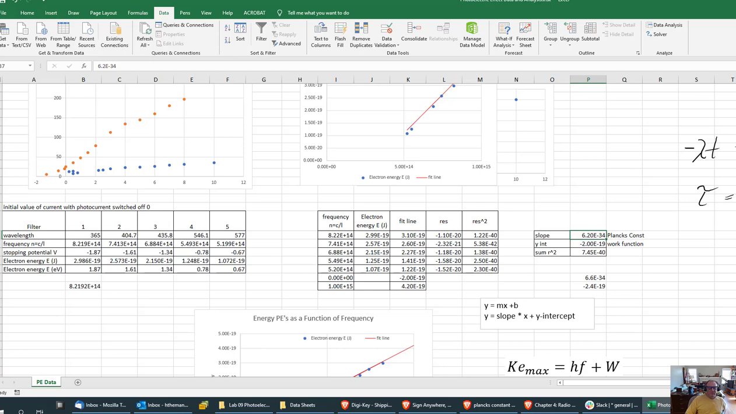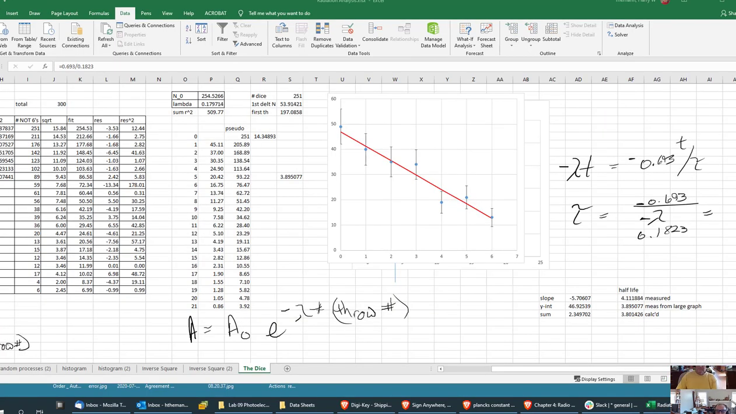And I'm writing all this on the wrong spreadsheet. I'm going to pause this. And in fact, I just did it here. 0.693 divided by 0.1823. And that's my expected value of the half-life.